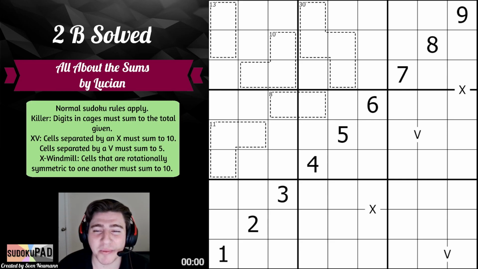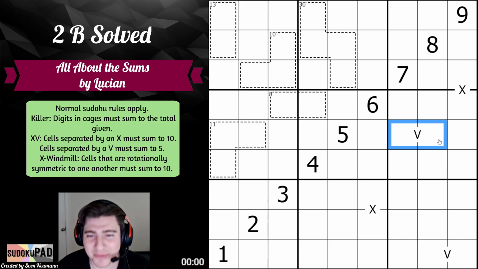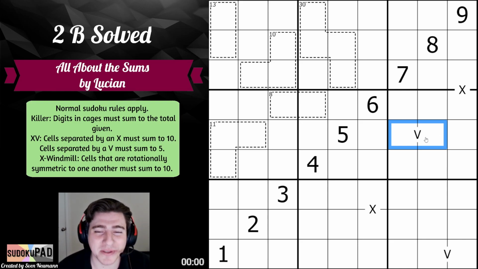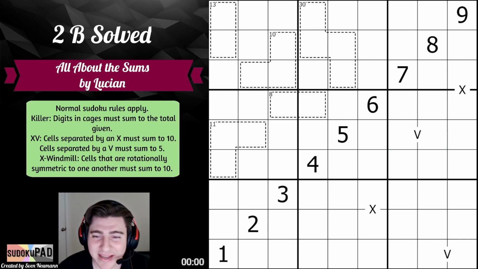Then we have cells separated by an X must sum to 10. So these two cells, the digits that are in those cells, when you add them together, will sum to 10. And these two cells will sum to 5. And that's because we have a V between them. They are separated by a V, so they will sum to 5. Then comes the X windmill. So again, cells that are rotationally symmetric to one another must sum to 10.